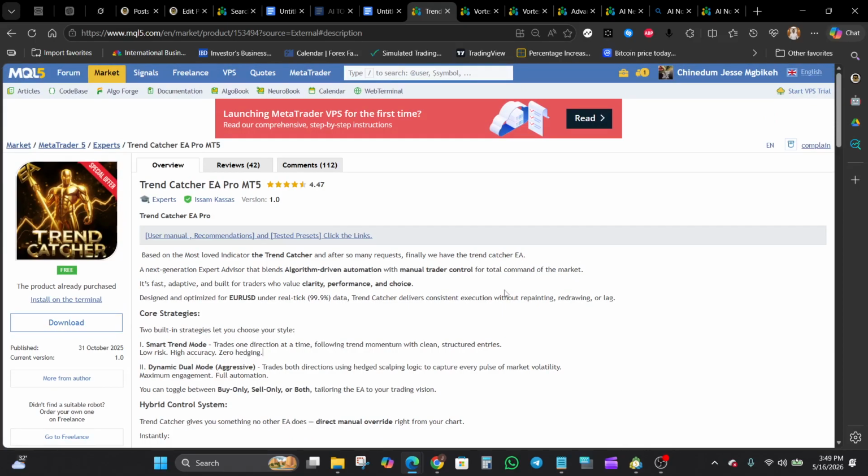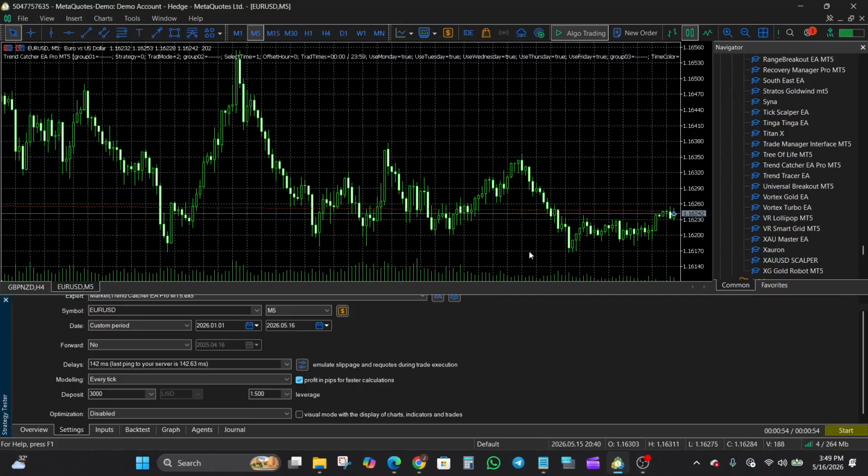And if you intend to use it on your chart, ensure that you use it on demo first. This is a free expert advisor, so you don't need to pay any money. All right, you can test it on the 1 minute time frame first, just during your convenient time, and then allow it to run till the end, so that you can be able to see the exact performance on the recommended time frame.